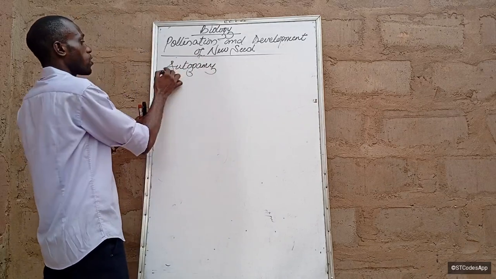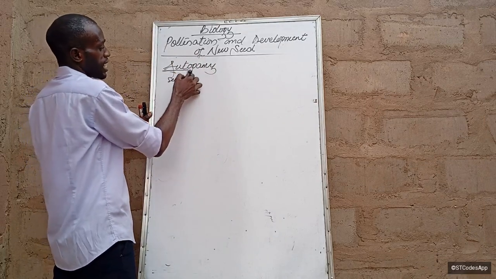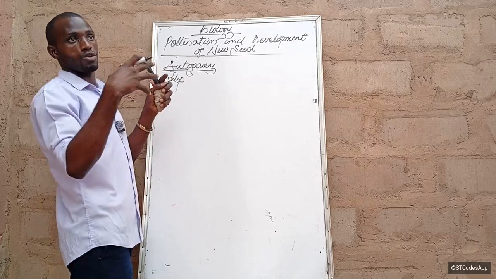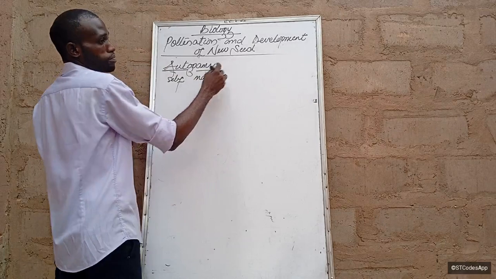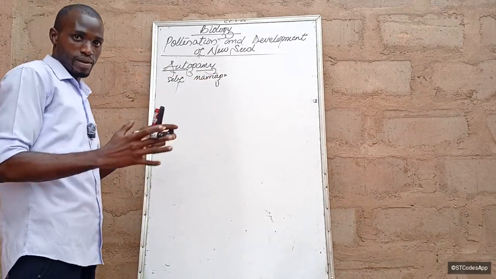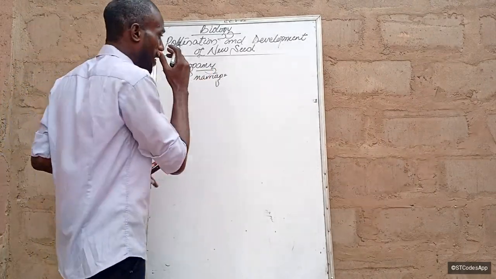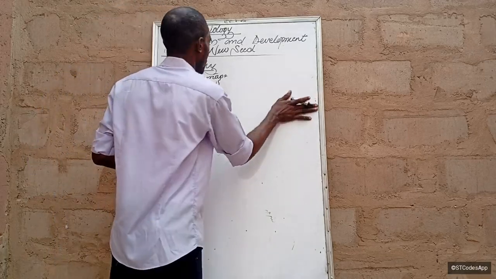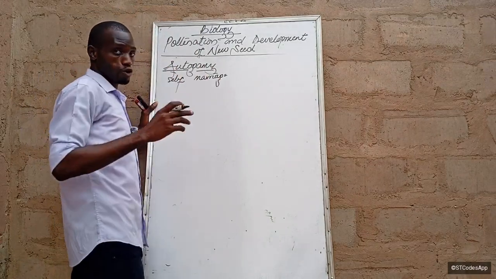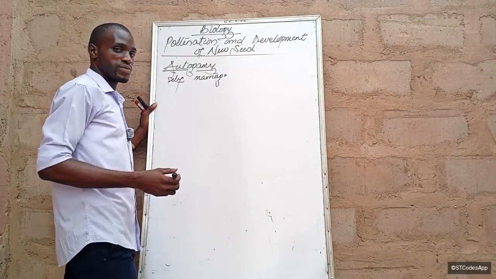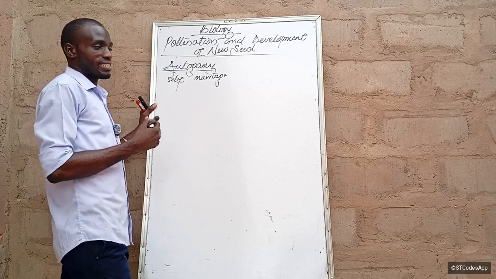So you can already see the word auto means self, and gamy means to come together, marriage. Remember the word polygamy, as in plenty, plenty, marriage. Make sense? That is marrying more than one wife. Okay, so the point is this: autogamy means self-pollination. That is, the plant will pollinate itself.